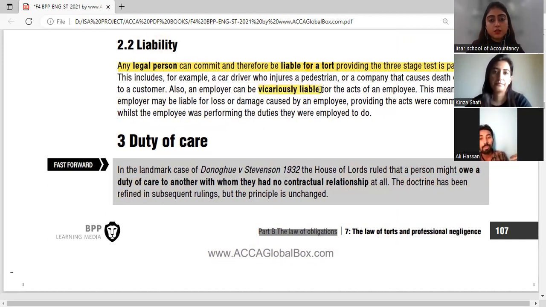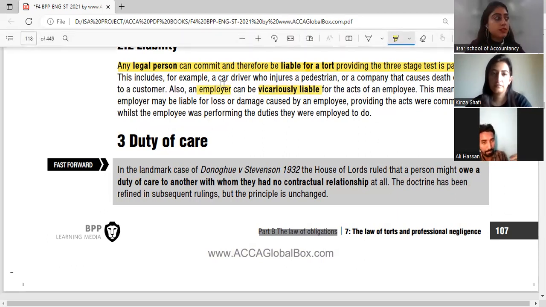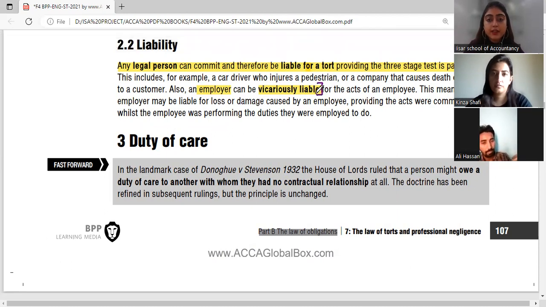Yeah, and there is a test of three stages to make sure who is liable. So the company is also liable, the employer is liable. When the employer is liable, then you give this term or name this as vicariously liable. Vicariously liable. Now let's take a case.